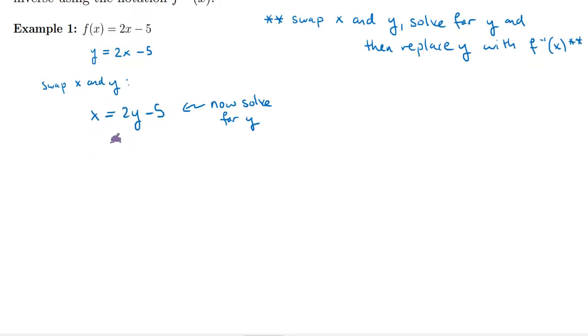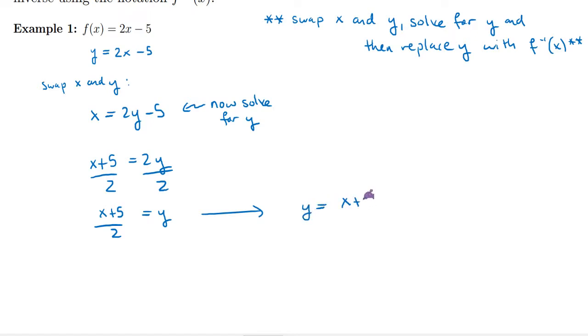So how do we do that? We bring the 5 over here, so x plus 5 equals 2y, and then we divide both sides by 2. So y is equal to x plus 5 divided by 2. In other words, y is equal to x plus 5 over 2. And then the last step, we replace the y with f inverse. So here's your inverse function: f inverse of x is equal to x plus 5 over 2.